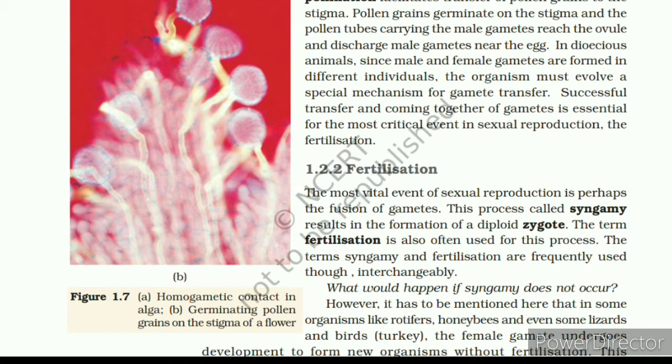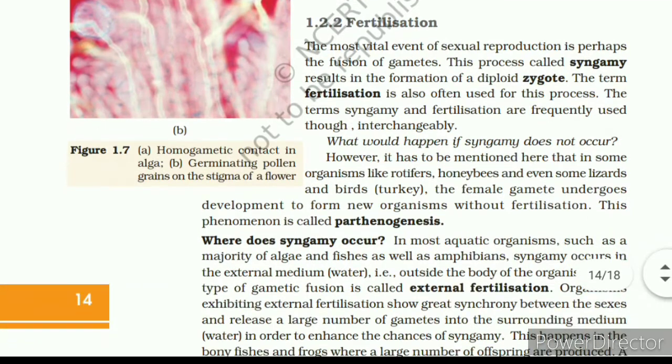However, it has to be mentioned that there are some organisms like rotifers, honeybees, and even some lizards and birds like turkey, in which the female gamete undergoes development to form new organisms without fertilization. This phenomenon is called parthenogenesis. Where does syngamy occur? In most aquatic organisms such as the majority of algae and fishes as well as amphibians, syngamy occurs in the external medium, that is water, outside the body of the organism. This type of gametic fusion is called external fertilization.